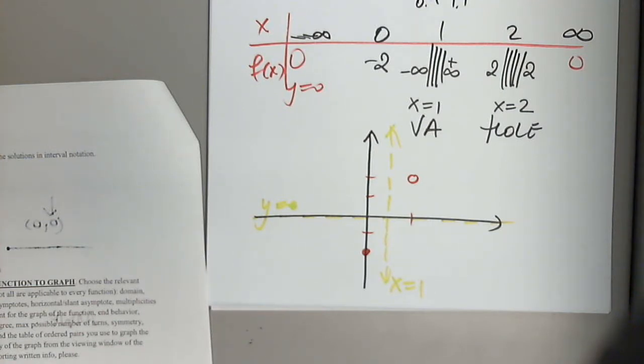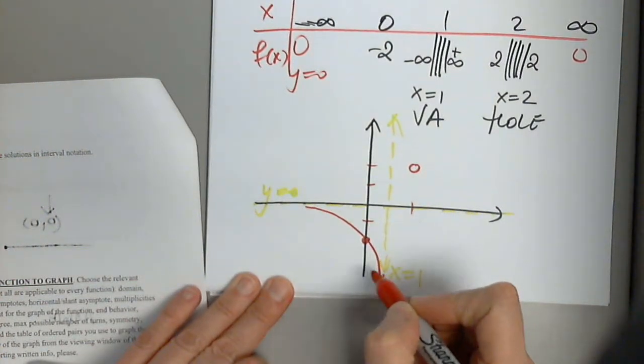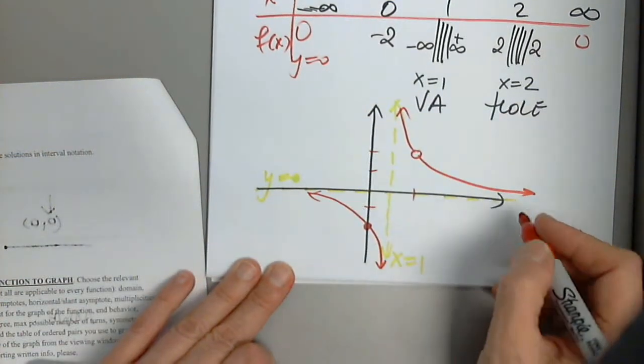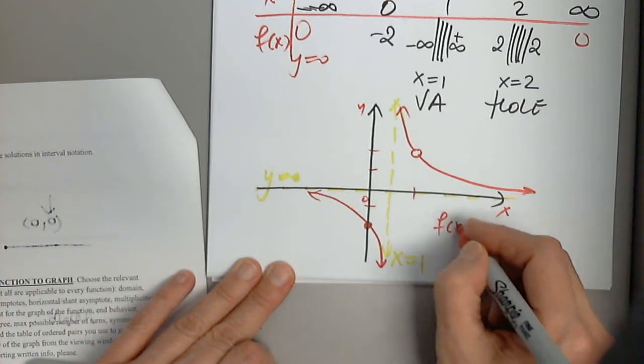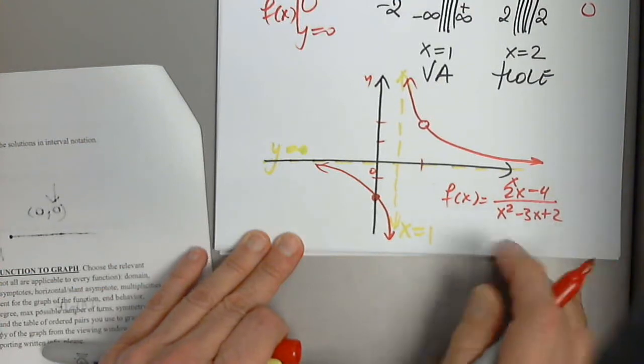And now let's look to the left-hand side of the vertical asymptote. From approaching 0, crossing the y-axis, going towards -infinity. And on the right, from positive infinity, going through the hole, and approaching 0. So this is the function f of x equals 2x minus 4 over x squared minus 3x plus 2.